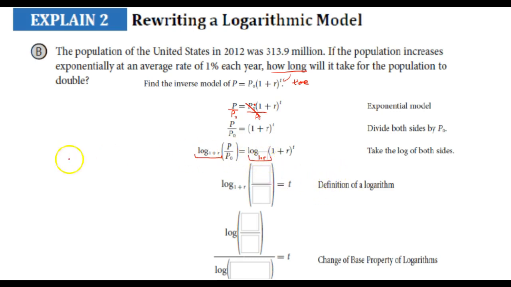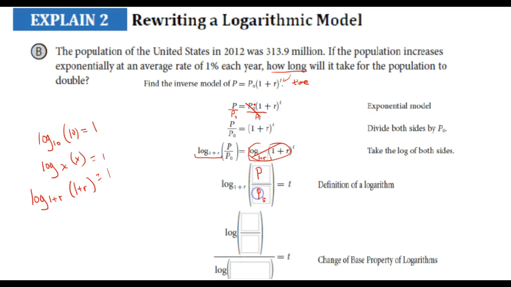Remember, whenever we have something like log base 10 of 10, or log base x of x, or in this case, log base 1 plus r of 1 plus r, they're all going to cancel out to be 1. That way t is left over. And I'm left with log base 1 plus r of P over P initial.